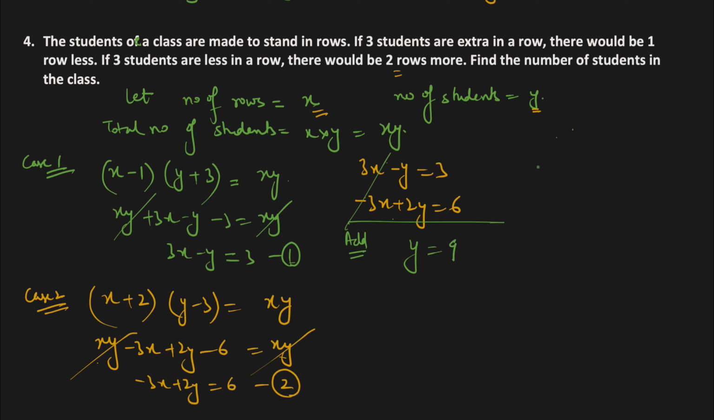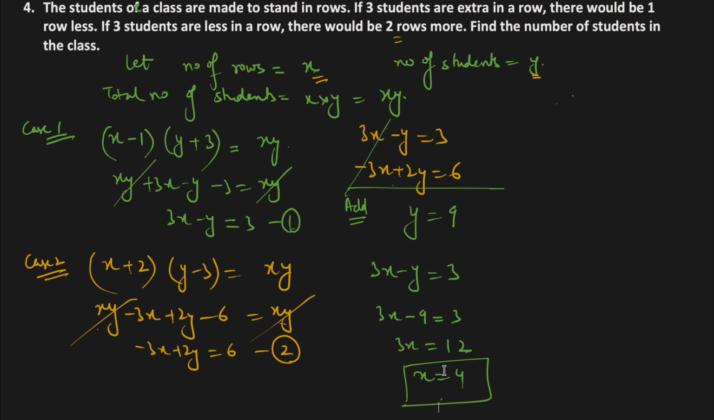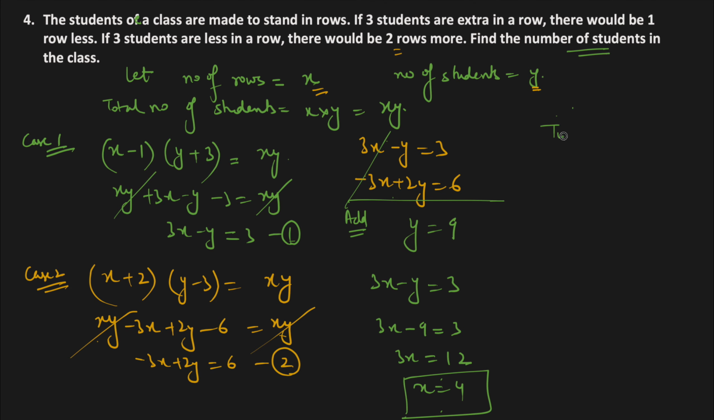If y is 9, put it in equation number first. Put करते हैं 3x minus 9 equals to 3. So 3x is 9 plus 3, 12. So from here x comes out to be 4. x 4 आ गया. आपको calculate करना है total number of students. So total number of students is how much? x into y. So 4 into 9. So there are 36 students.